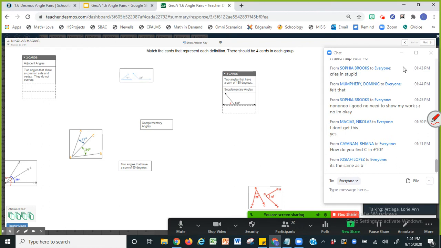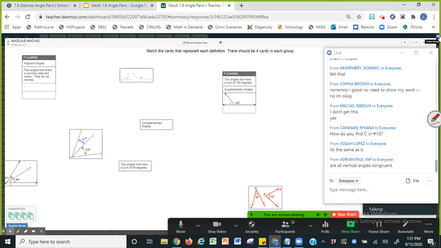Okay, how can you find C in number 10? And Josiah said it's the same as B. Nice. Okay, thanks for helping each other in the chat.